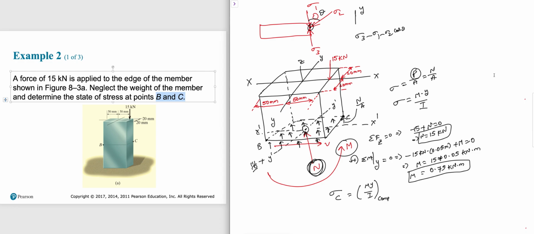Understand? So how much is N in this case? We got 15, right? We got 15 kilonewton. So what I'm going to do is I'm just going to write it as N over A. And even this is compression, isn't it? If you look at that, I assumed N was compression and I got a positive answer. That means it is a compressive force.